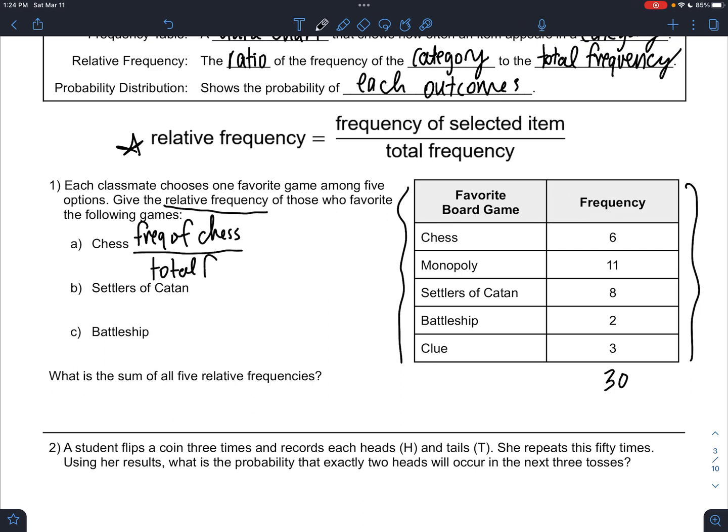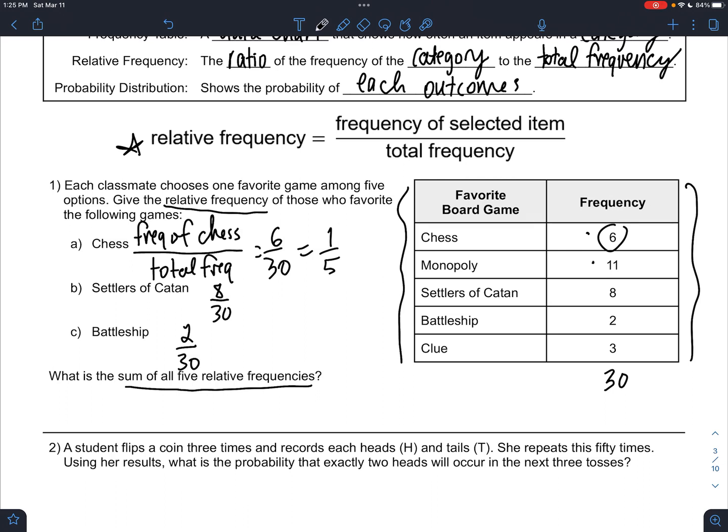Well, that's just going to be the frequency of the chess category over the total frequency. So that would just be the 6 over the 30, which is 1/5. So a 20% chance that someone you pick out of this group is going to favorite chess. So for Catan, it would be 8 out of 30, and for Battleship, it would be 2 out of 30.